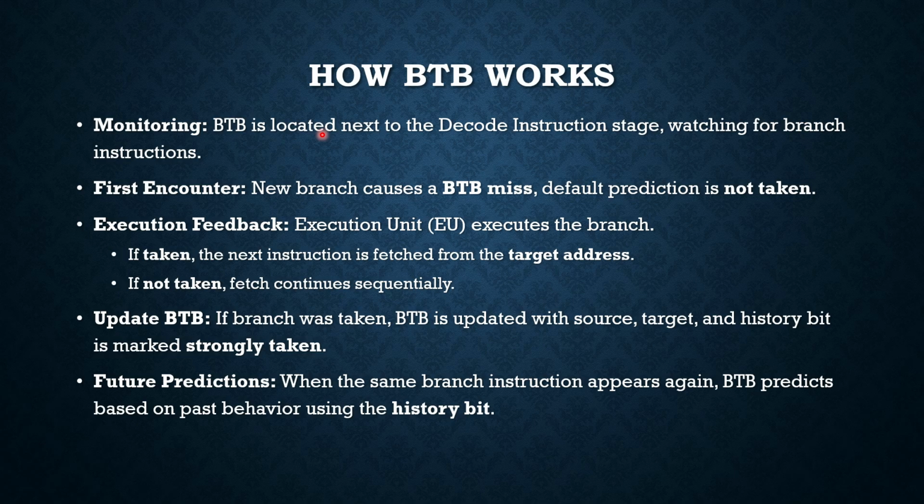Then comes the execution feedback, where the execution unit executes that particular branch. If taken, the next instruction is fetched from the target address. If not taken, it will continue sequentially. Later it will update the BTB. If the branch is taken, the BTB is updated with source and target, and the history bit is marked strongly taken, for future prediction. When the same branch instruction appears again, the BTB predicts based on the previous history using the history bit. In this way, the BTB works.